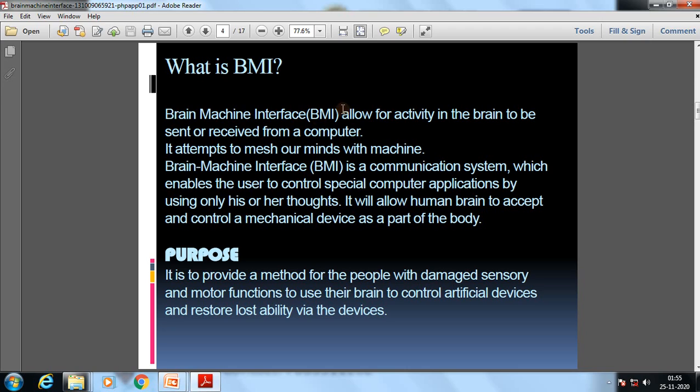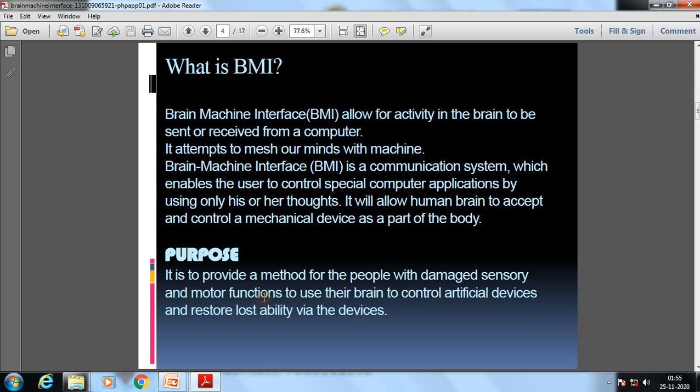BMI is a brain machine interface, allowing activity in the brain to be sent or received from a computer. It attempts to mesh our minds with machine. Brain machine interface is a communication system which enables the user to control special computer applications by using only his or her thoughts. It allows the human brain to accept and control a mechanical device as a part of the body.